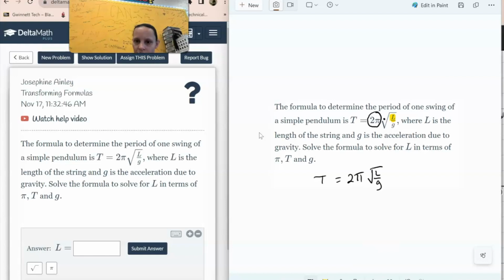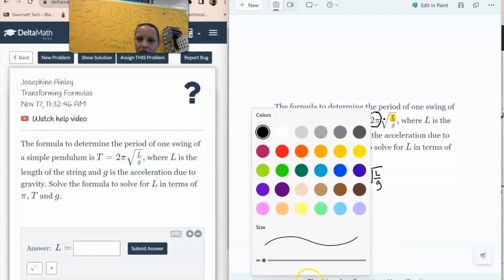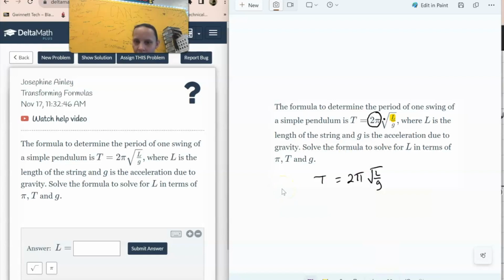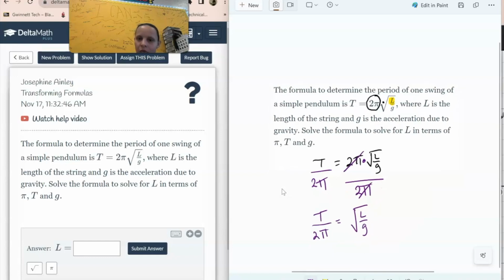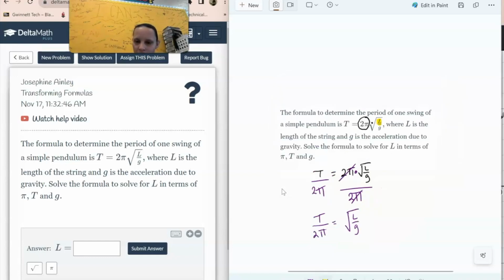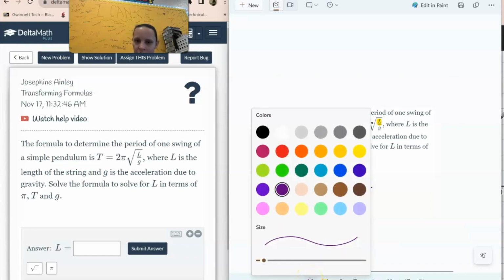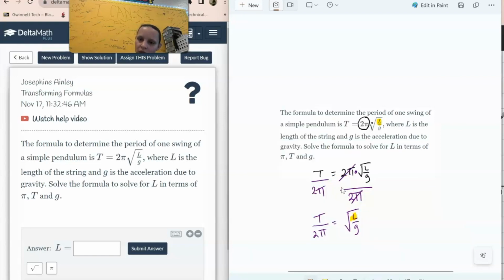T equals 2 pi times the square root of L over G. All right, so if I have multiplication, how do I get rid of multiplication? By division, right? So if I divide both sides by 2 pi, what's going to happen? This is going to cross out with that, which is okay. That's what I'm looking for. So now this is what I have: T over 2 pi, and then I have the square root of L over G. So again, keep in mind what you are trying to do. I'm trying to get this by itself. So I still have things that are bothering it, right? So we're going to get rid of the square root next.